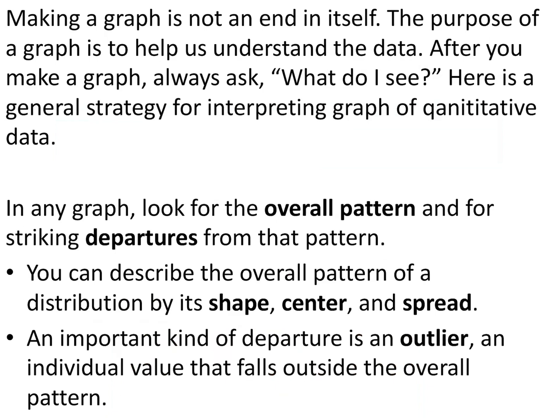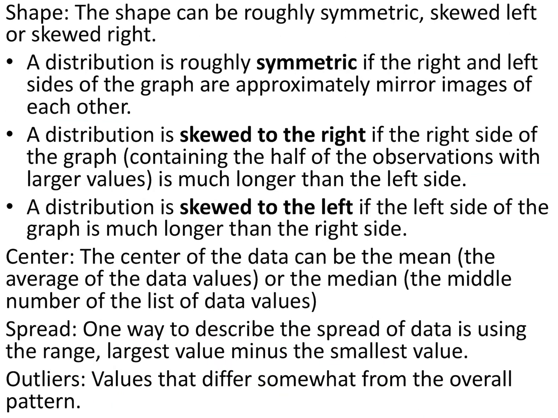Now, when we make a graph, that's not the end in itself. The purpose of the graph is to help us understand the data. So after making a graph, we should always ask, what do I see? Here are the general strategies for interpreting a graph of quantitative data. The first thing you want to look at is the overall pattern, and we look for striking departures from that pattern. You can describe the overall pattern of the distribution by its shape, by its center, and by its spread. You also want to look for any departures, which we are going to call outliers.